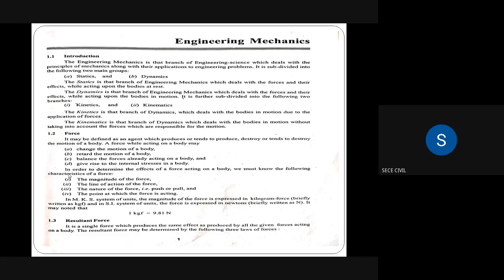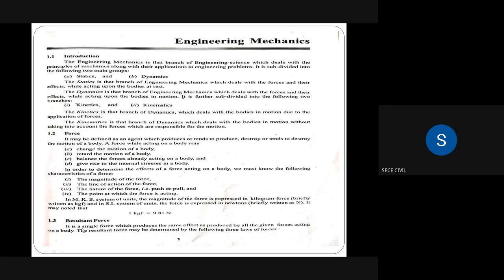And we learned about the characteristics of force. What are the characteristics? There are four characteristics. And we learned about the units. There are many units, but they mentioned MKS and SI only. In SI we often use the SI system units only. SI means System International. In System International, 1 kilogram force is equal to 9.81 newtons.